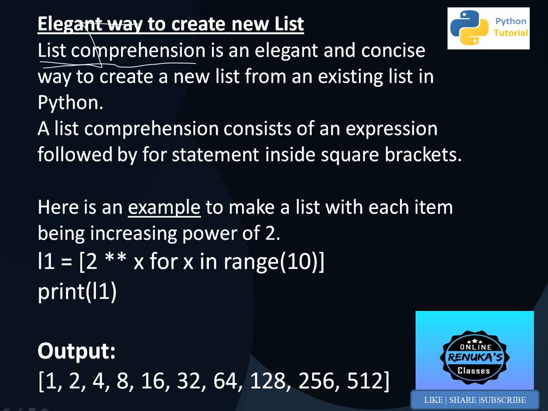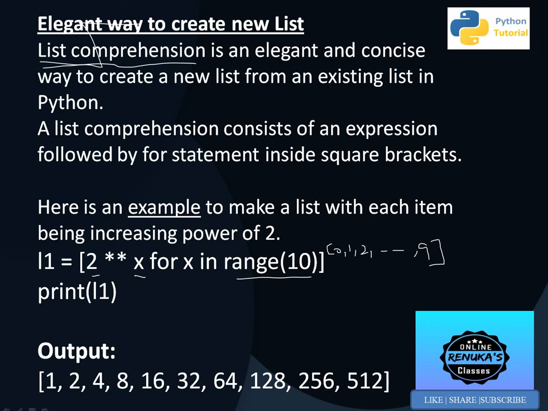So here the expression is 2 raised to power x for x in range 10. What is the meaning of range 10? The values will be 0, 1, 2, likewise till 9. One value it will take, and it will find the power of 2. Initially x will be 0, so 2 raised to power 0 is 1.